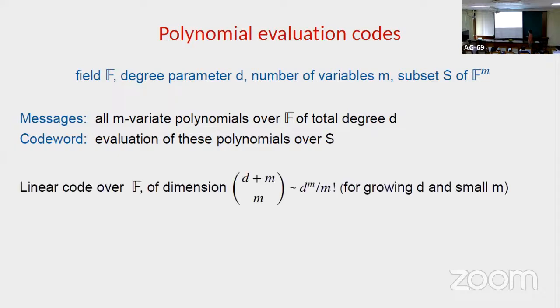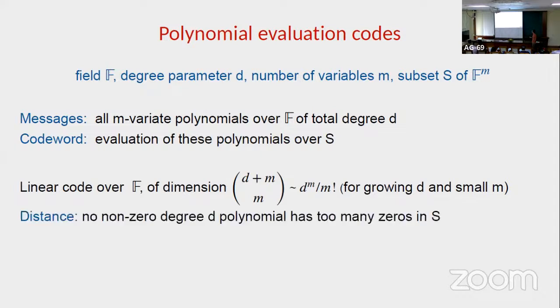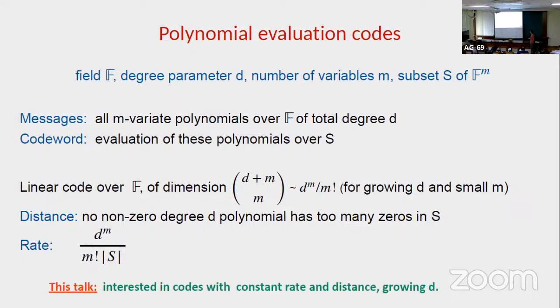Okay, so to summarize, for this particular code, the message space is the set of all polynomials of degree d in m variables with coefficients in F, and the encoding function will just map a polynomial to its evaluations. This is a linear code, has dimension d to the m over m factorial. And the distance of this code comes out of some statement about a non-zero polynomial not having too many zeros in the set S. So that's the summary of everything we have talked about. And the rate has this expression that will keep coming up again and again.